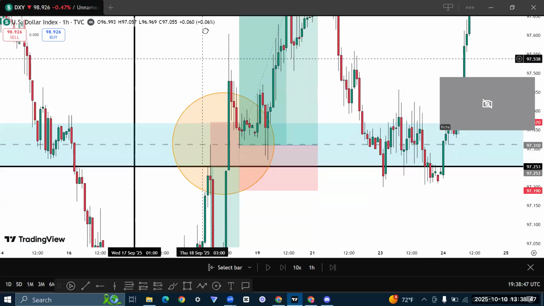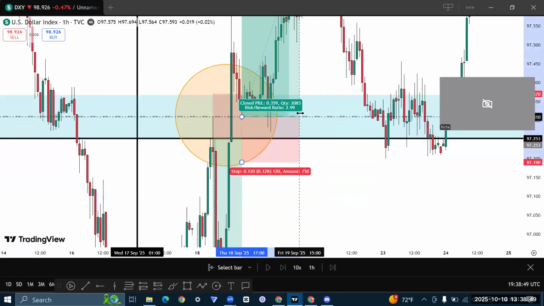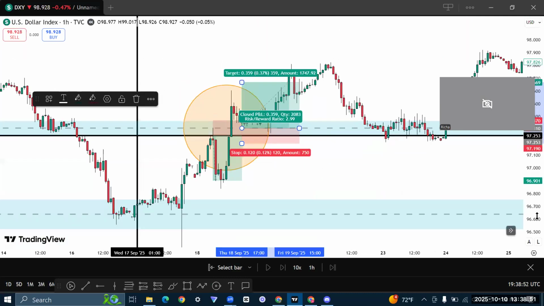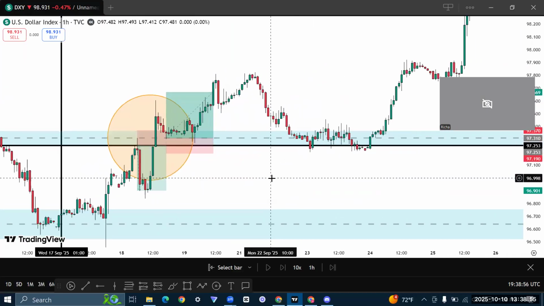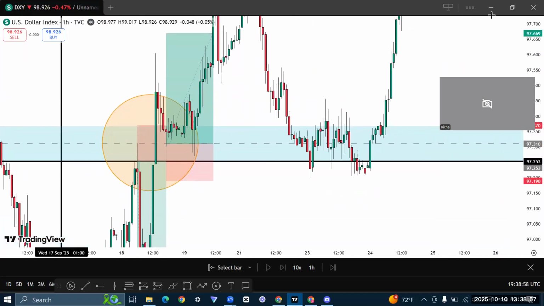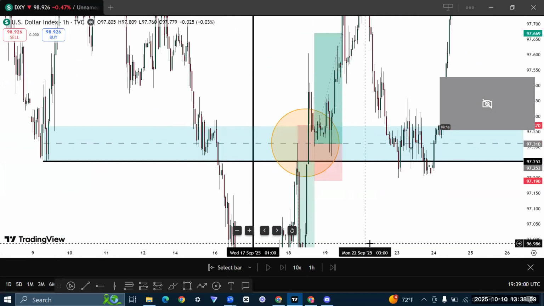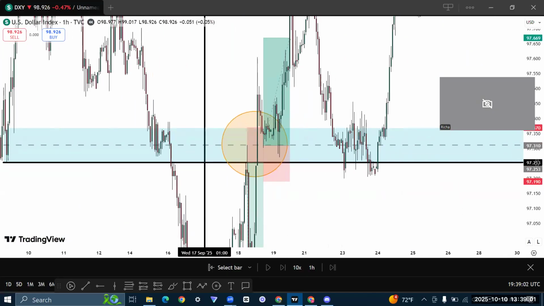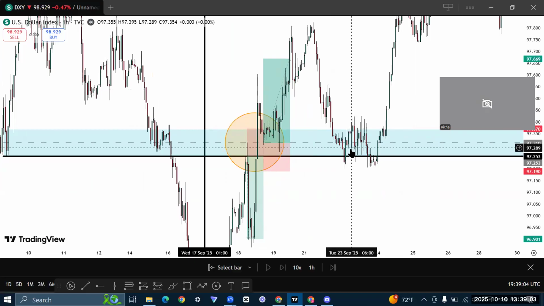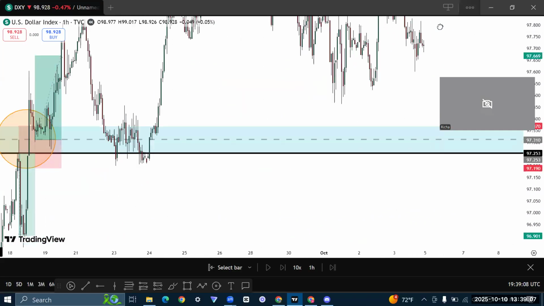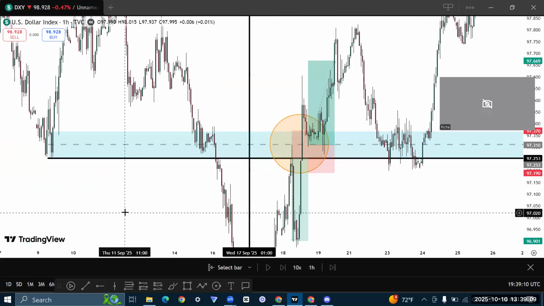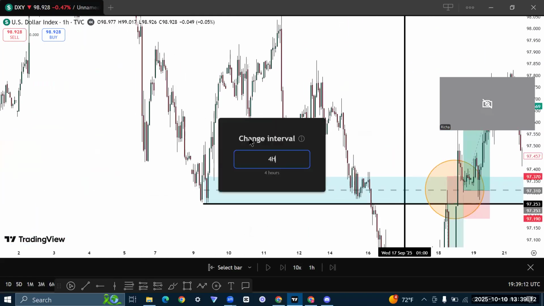Man, this is really exciting to watch. Targeting a 1 to 3. So just using price action, you can take trades off of this level multiple times. Because look, it came back to it again. So boom, that's one example. Now let's go to the 4 hour.